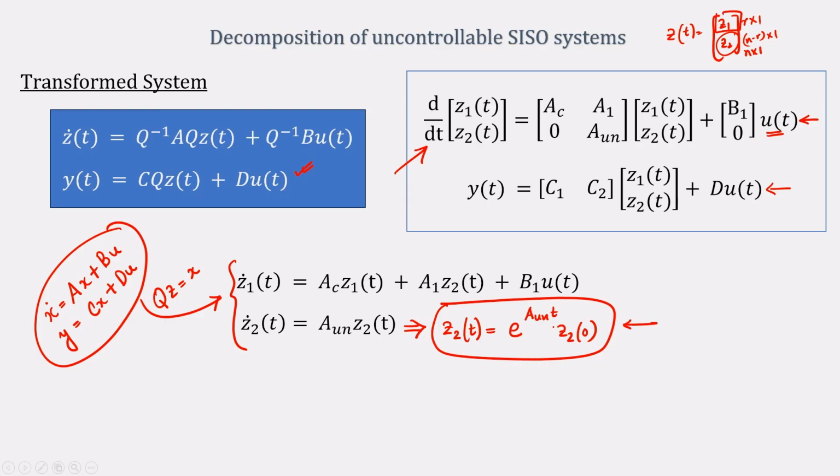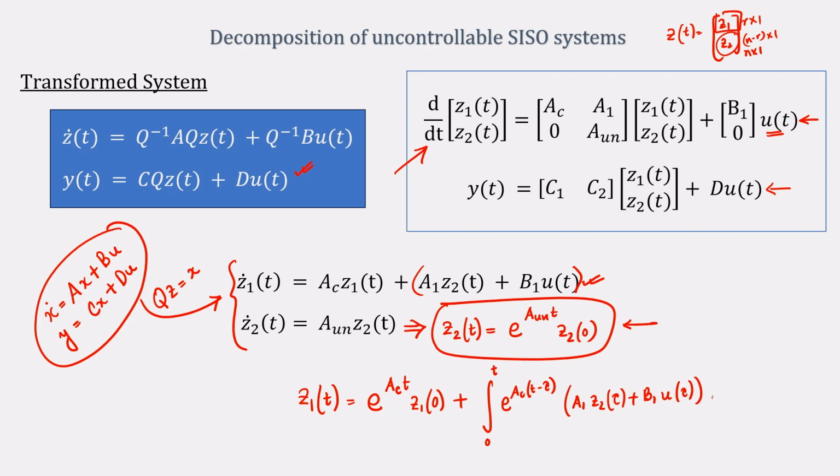So, this is the solution of the second equation. What about the first equation? In the first equation you can see that this part I can consider to be the new input. So, Z1(t) will come out to be e to the power of Ac t Z1(0) plus the integral from 0 to t of e to the power of Ac (t minus tau) times (A1 Z2(tau) plus B1 u(tau)) d tau.